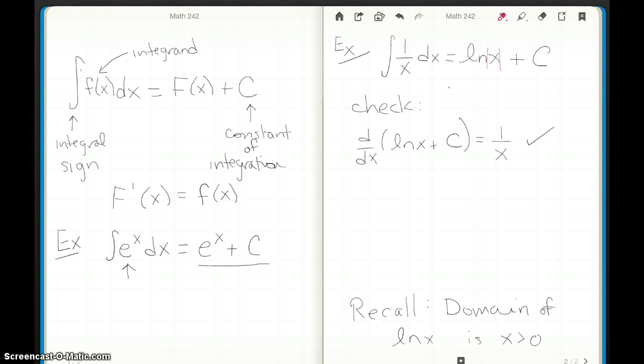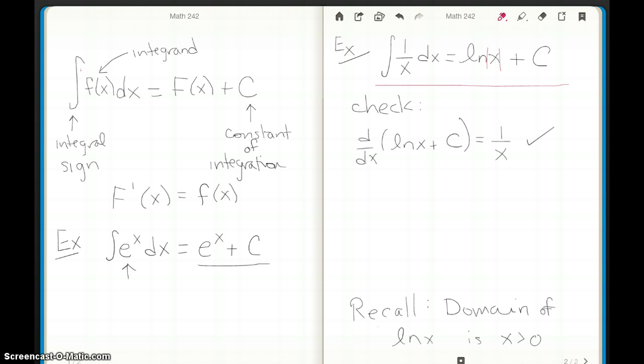There we go, that's better. So the antiderivative of 1 over x is ln absolute value of x. That ensures that whatever goes into ln here is always a positive number. Okay, and that should be one of those general antiderivative rules that you should probably remember.